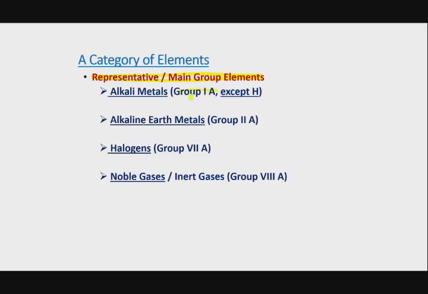Group 1A, excluding hydrogen though, all the elements from lithium down to francium, so lithium, sodium, potassium, rubidium, cesium, francium, except for hydrogen, all group 1A elements are called alkali metals. All group 2A elements are called collectively the alkaline earth metal family. If you skip over to the other end of the periodic table, group 7A are collectively known as halogens, and group 8A are collectively known as noble gases, sometimes also called inert gases.